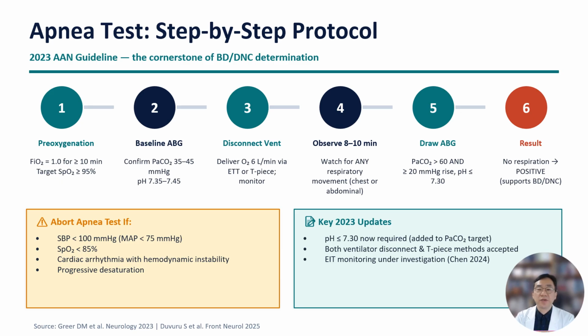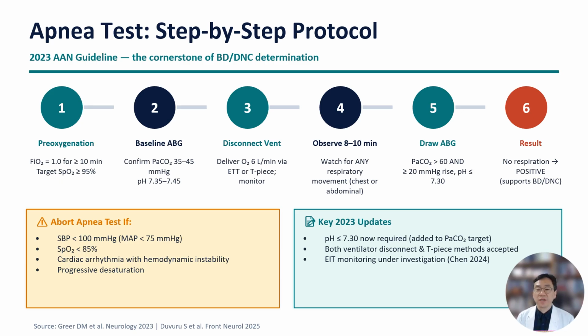Step 5, draw another ABG. You need the PaCO2 greater than 60 mm of mercury and a rise of at least 20 mm of mercury from the baseline. The 2023 update also added that pH must be 7.3 or below. Both criteria need to be met. Step 6, if there was no respiratory effort and the ABG criteria are met, the apnea test is positive, supporting a brain death determination.